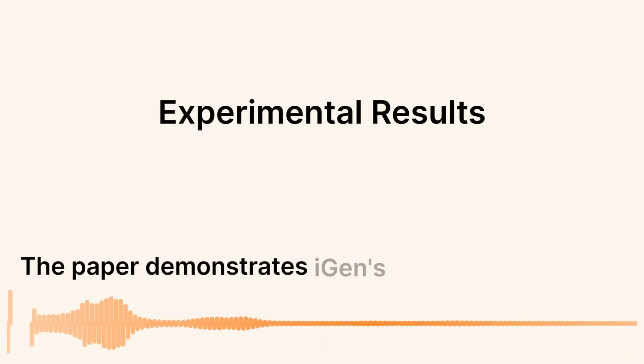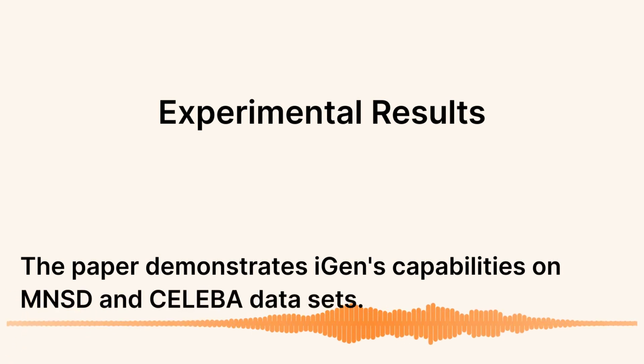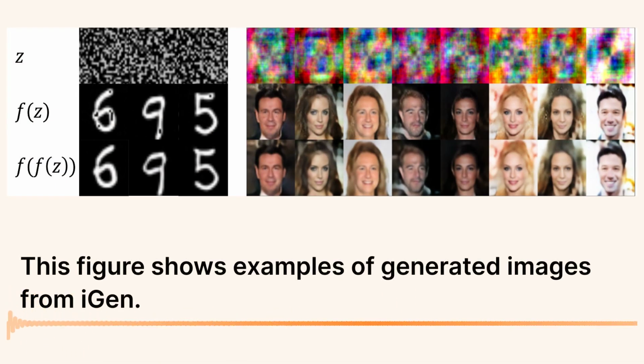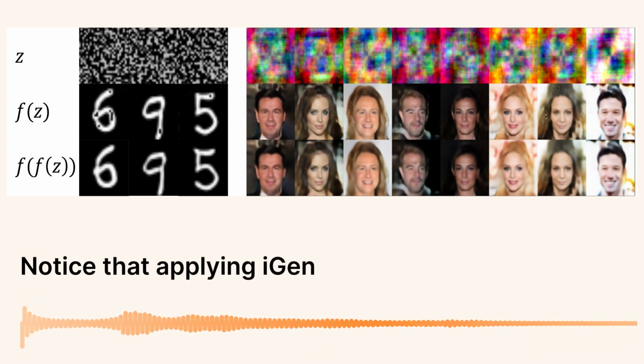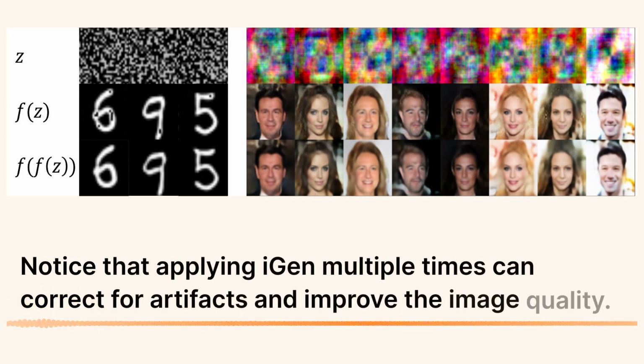The paper demonstrates IGN's capabilities on MNIST and CelebA datasets. This figure shows examples of generated images from IGN. Notice that applying IGN multiple times can correct for artifacts and improve the image quality.